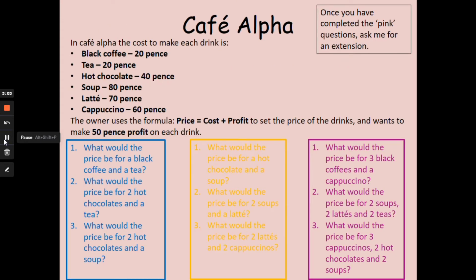And now I want you to give these a try. So in the bold is all the key information you need, how much it costs to make certain drinks, and I want you to apply that knowledge to the questions that are in the boxes at the bottom. So just want to pause the screen for a few moments, and can you answer those questions, please?